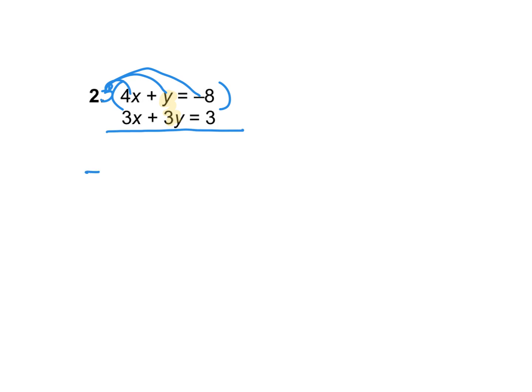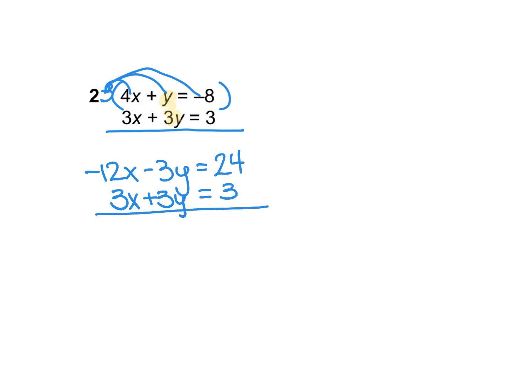So I'm going to have -12x minus 3y, and then now -3 times -8 is equal to +24. All right, so now I'm just going to rewrite the second equation here. 3x plus 3y is equal to 3. All right, so now notice how my y's are going to cancel out. And so I'm going to take -12 plus 3x, and I'm going to get -9x is equal to 24 plus 3 is equal to 27. And the -9, it's multiplying, so I'm going to divide by a -9.